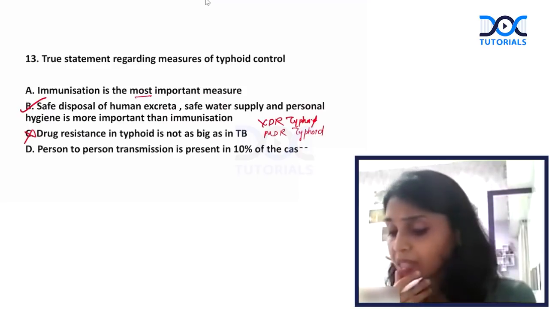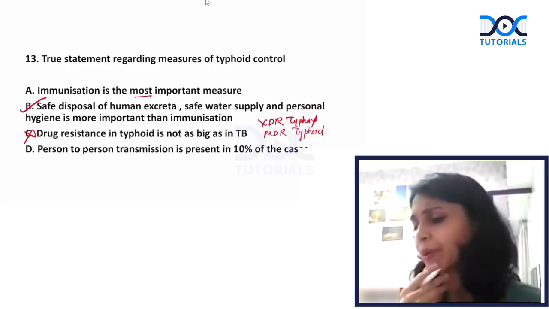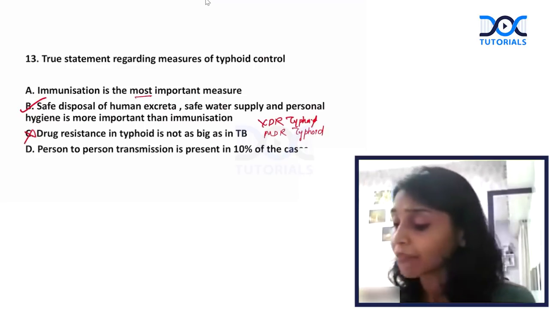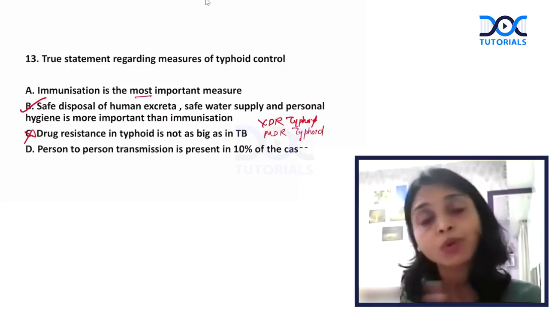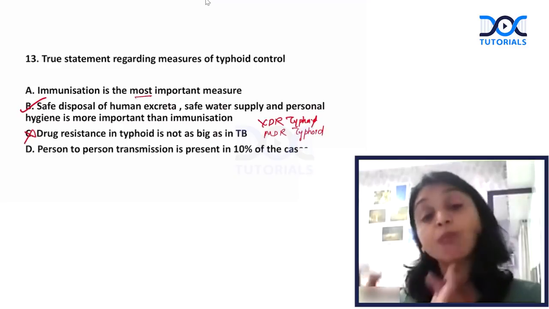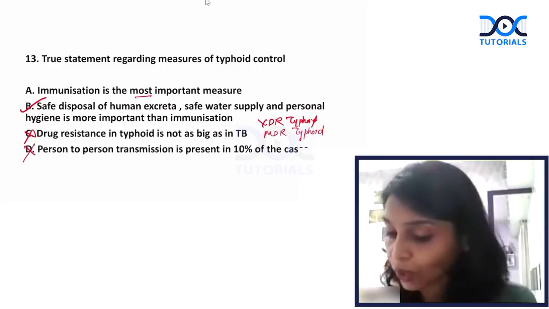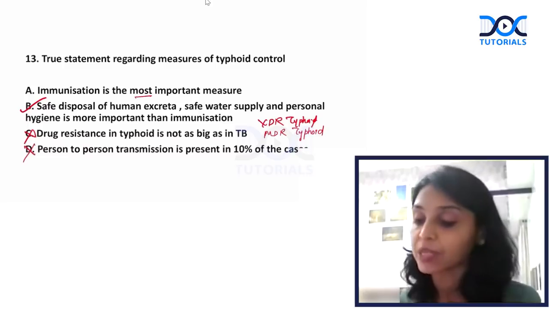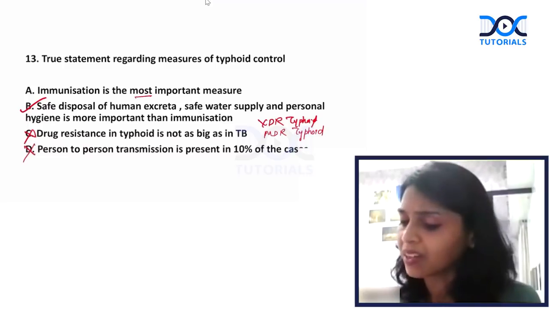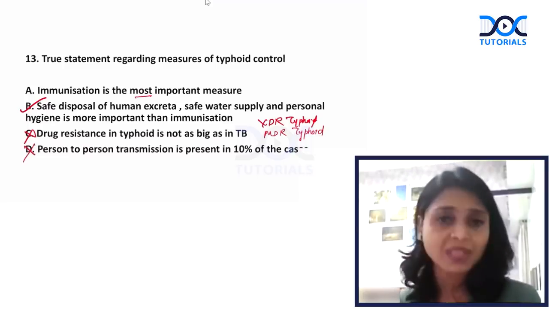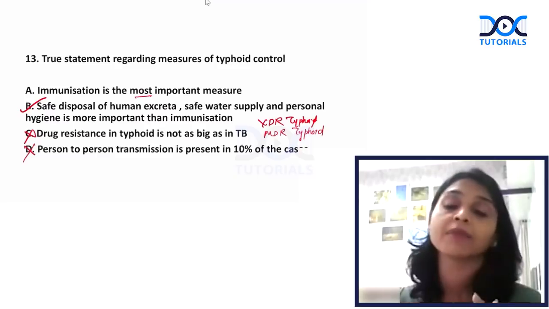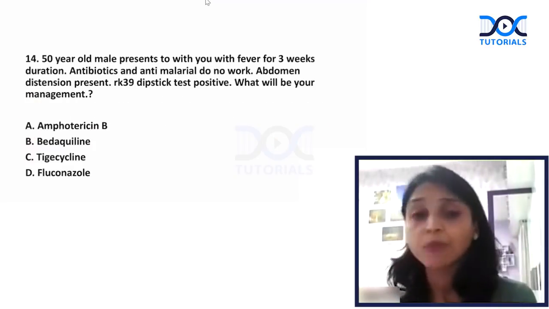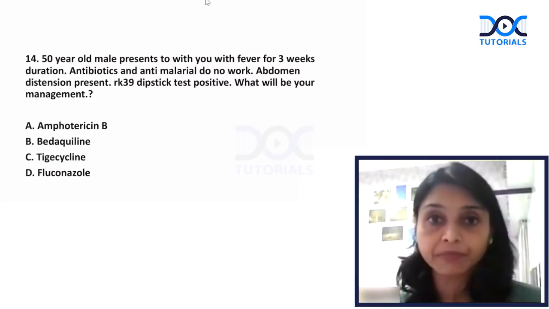What about C? Person-to-person transmission is present in 10% of cases. There is person-to-person transmission, but in no book have they given this 10%. In most of the books, they have given it as more than 10%. So this is also not the answer. So we have only one answer here, which is B: safe disposal of excreta, safe water, personal hygiene. All these are the most important strategy that you have to take up for preventing typhoid. Going on to the 14th question.